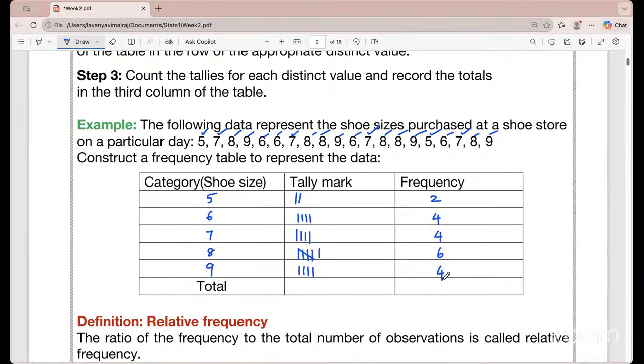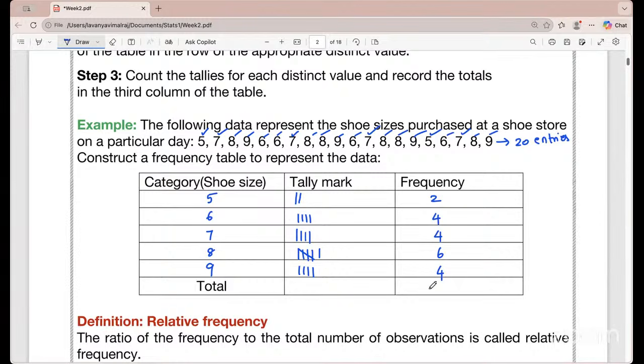Now, can you count how many shoes were purchased on that day? How much total data is given here? The total is 20. Note that 20 entries are here.